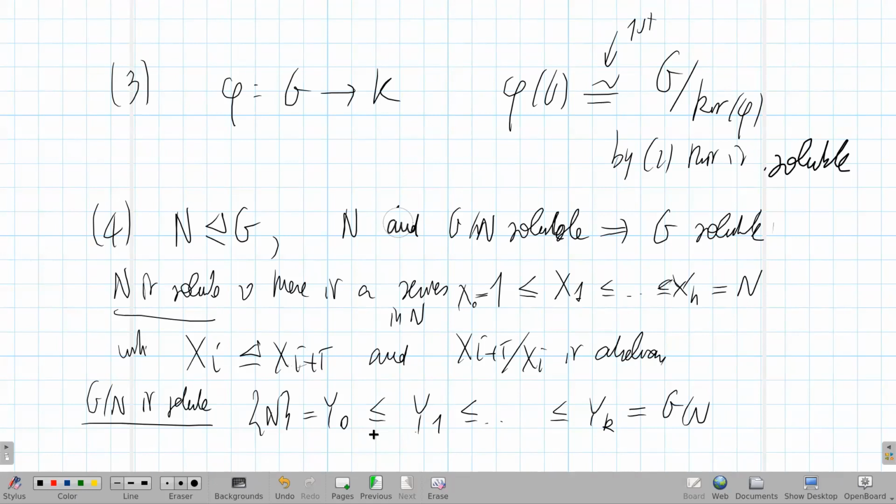But by the third isomorphism theorem, what are the subgroups of G over N? Subgroups of G over N, with Y_i normal in Y_{i+1} for every i. The third isomorphism theorem tells you that Y_i is nothing else but Z_i over N, for some Z_i, which, remember, is normal in G over N.